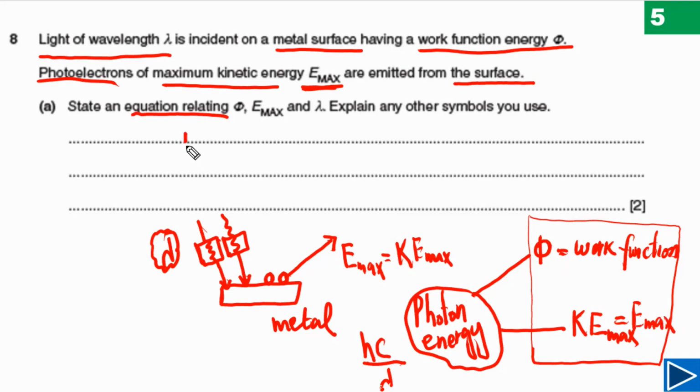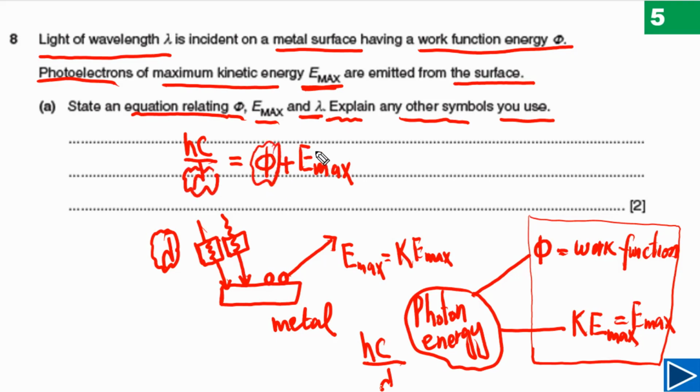We can simply write down here that the energy of the photon is equal to the work function plus the kinetic energy maximum of the photoelectron. The question is also asking us to explain any other symbols we use. Other than these three quantities, if we use any other symbol, we also need to explain it. In the question, lambda, phi and E max are given to us, but we use these two new symbols. We also need to say what they are.